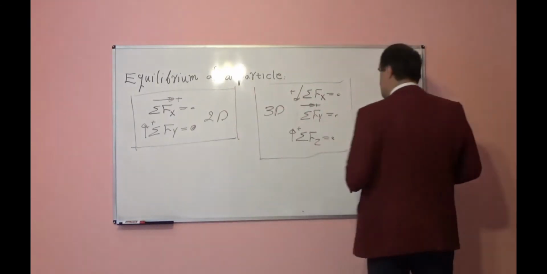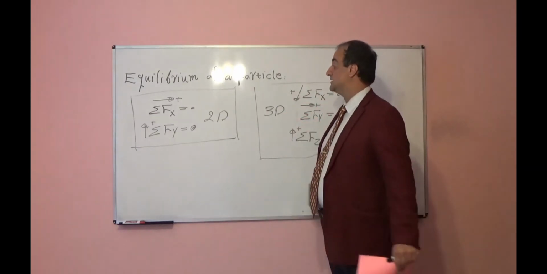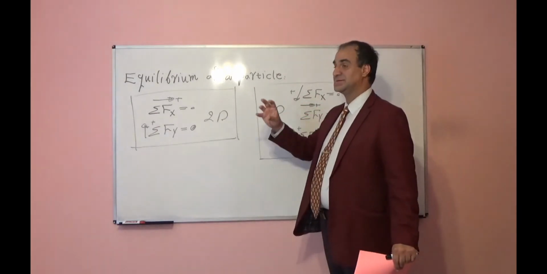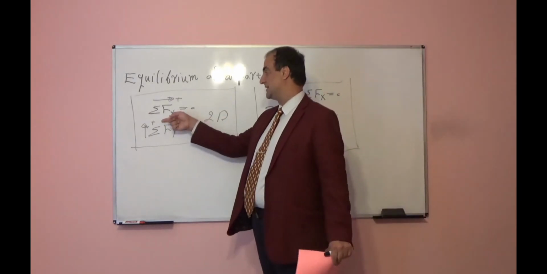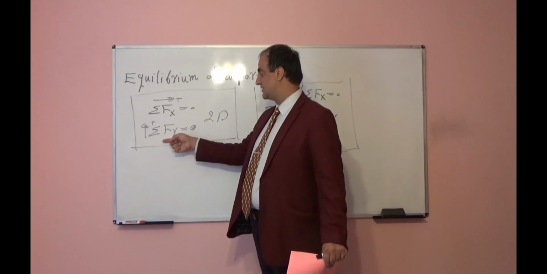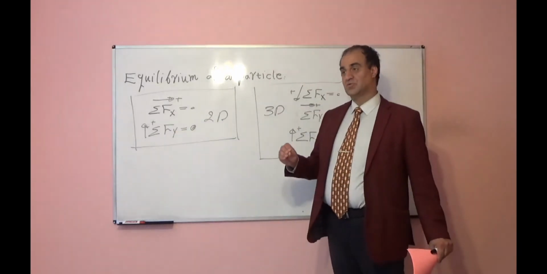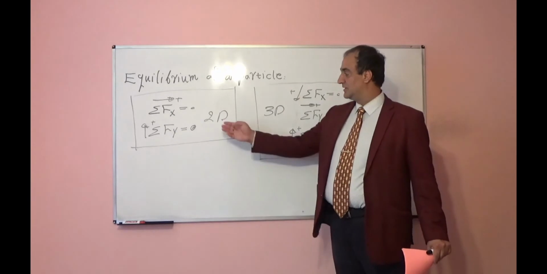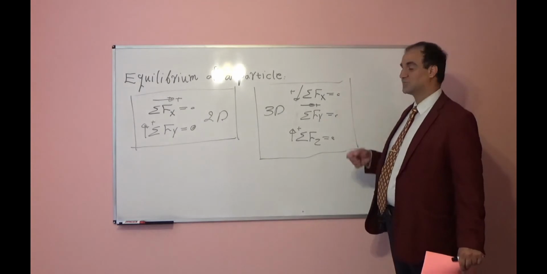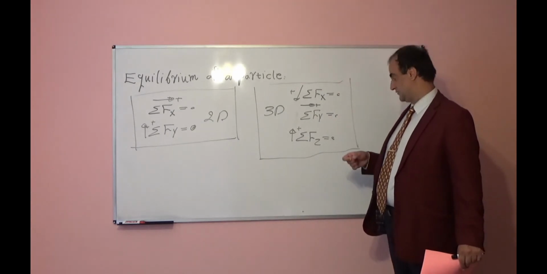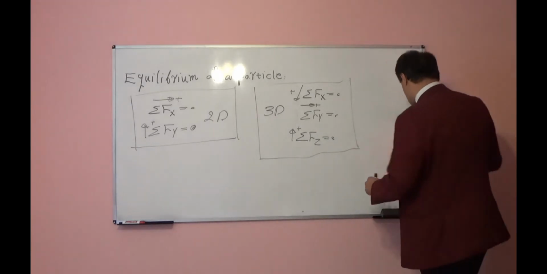But the condition for testing whether this particle is at equilibrium or not in 2 dimensions is: summation of forces in the x direction equal to 0, summation of forces in the y direction equal to 0. We should first decompose forces in the x and y direction and check these conditions. In 3D space, the summation of forces in the x direction equals 0, the summation of forces in the y direction should be equal to 0, and the summation of forces in the z direction should be equal to 0.